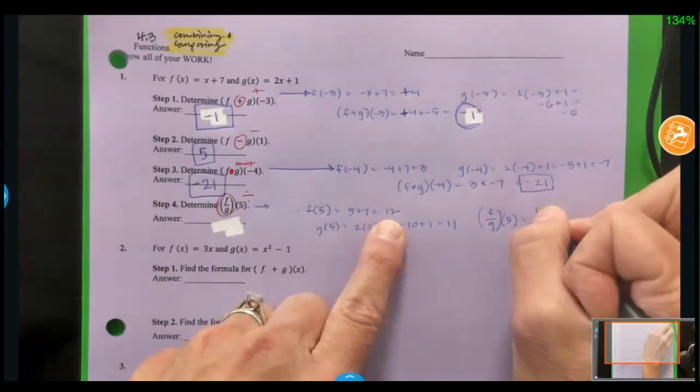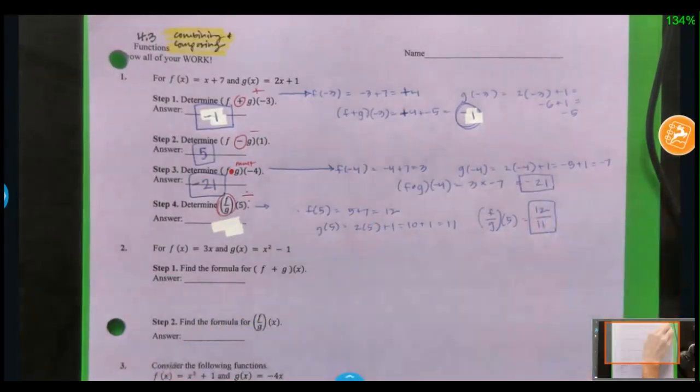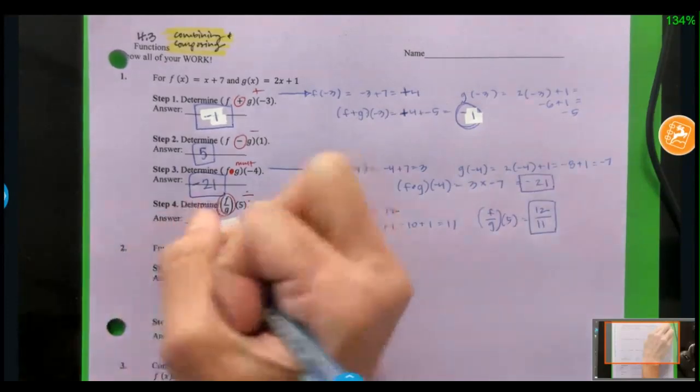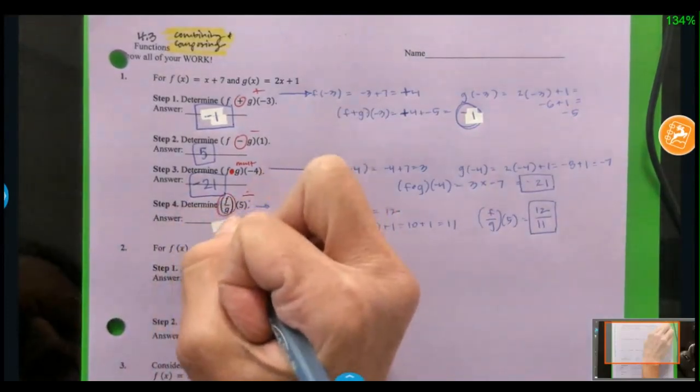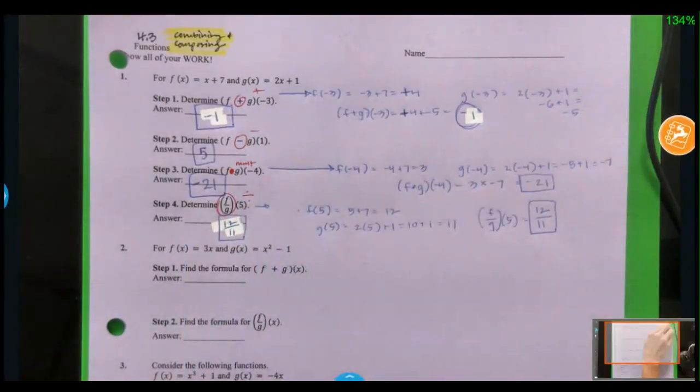So we take f, it goes on top. We take g, it goes on the bottom. And I got 12 over 11. That does not reduce, so that's it. I had put my answer in the wrong spot, so please make sure that you fix that. That is combining functions.